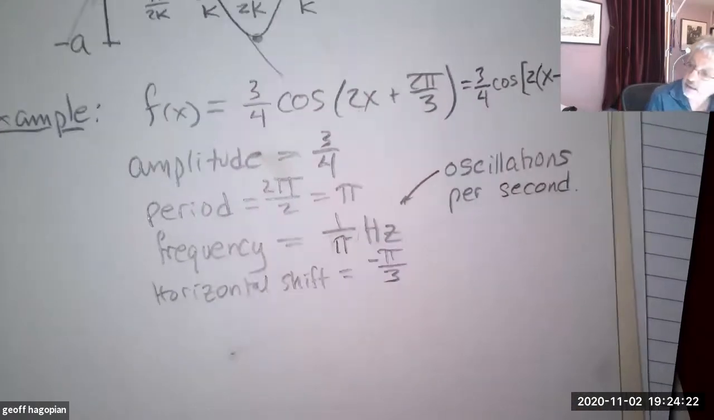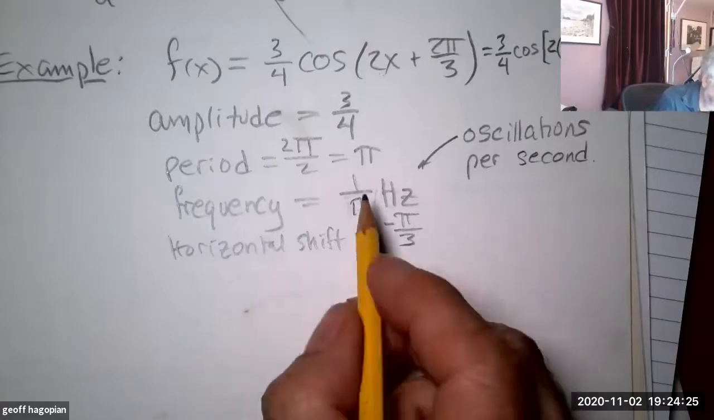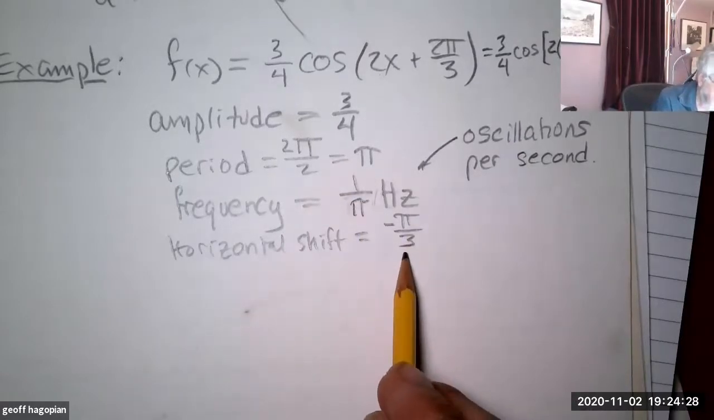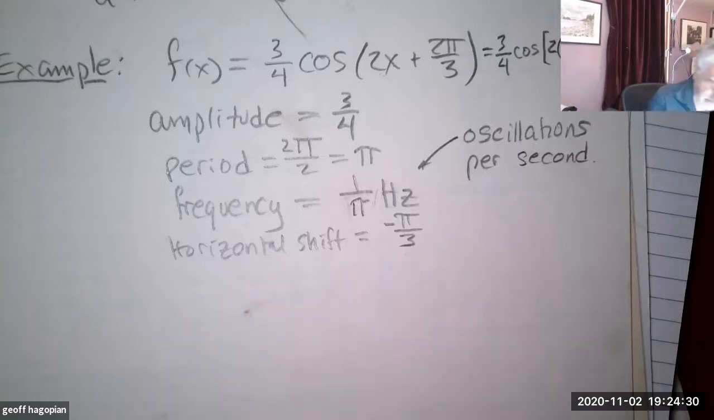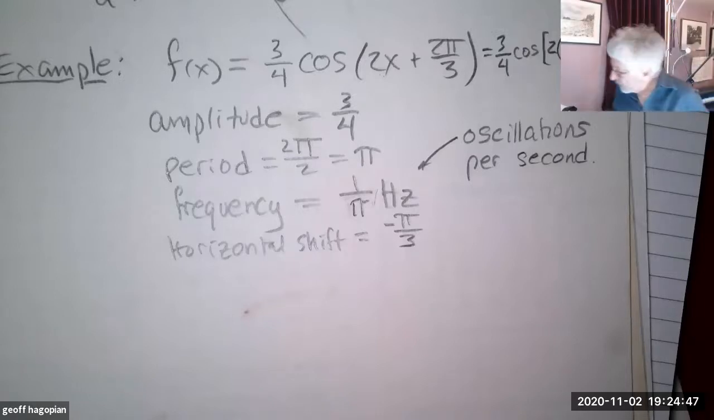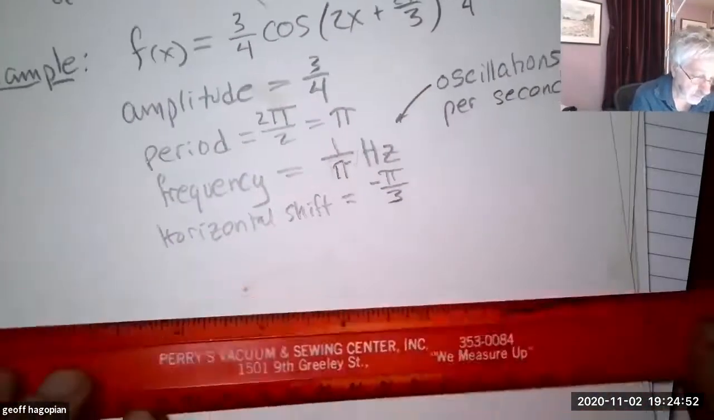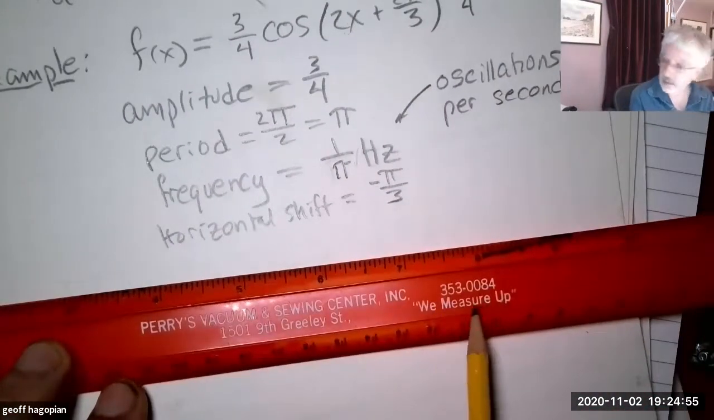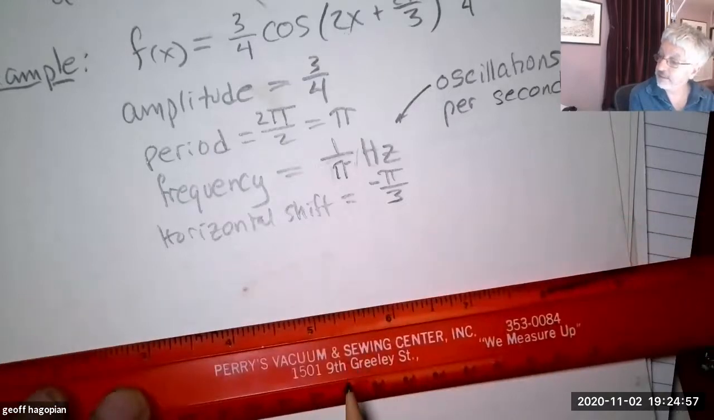So to graph that, you would say, okay, I've got a wavelength of pi and a horizontal shift of 1/3 of pi. So let's see, somewhere I've got a straight edge. I'm not sure exactly where I have a straight edge. I've got a bunch of straight edges around here somewhere.